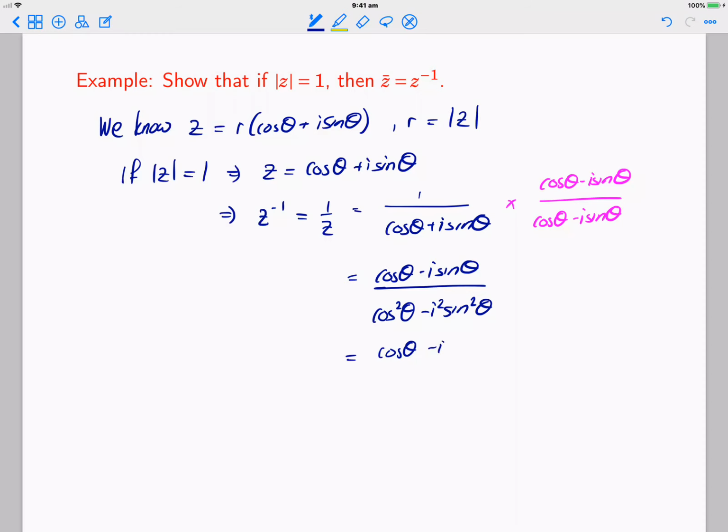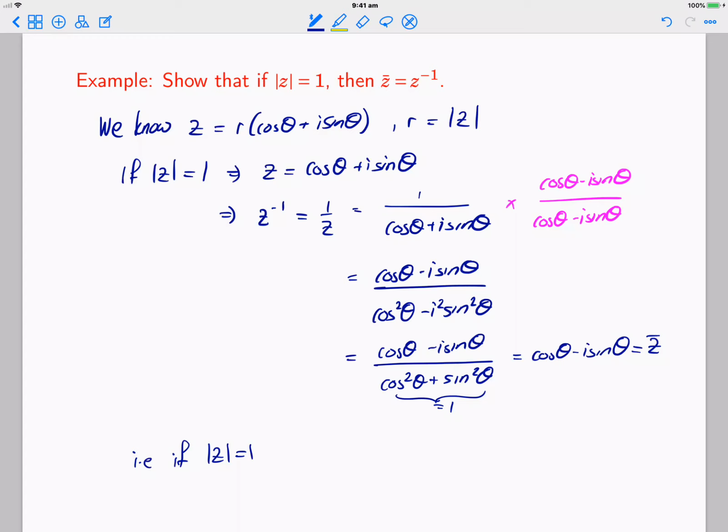So this becomes cos theta minus i sine theta over cos squared theta plus sine squared theta. And we all know that cos squared theta plus sine squared theta is 1, a very famous identity. So that denominator equals 1. So this comes out to be cos theta minus i sine theta, which if you think about it, is just the conjugate of z. So in other words, I've shown that if the modulus of z is equal to 1, then the conjugate of z is the same as z to the power of minus 1.